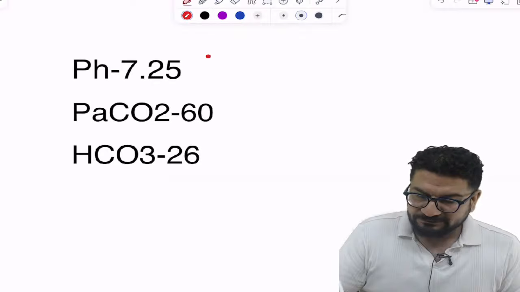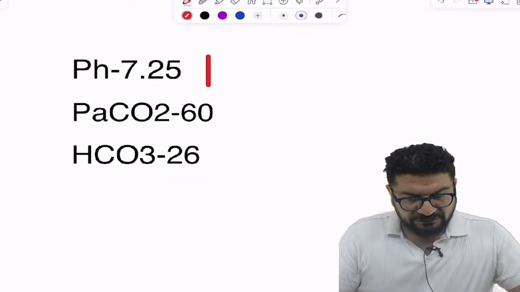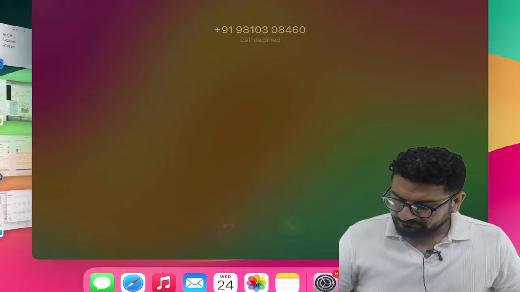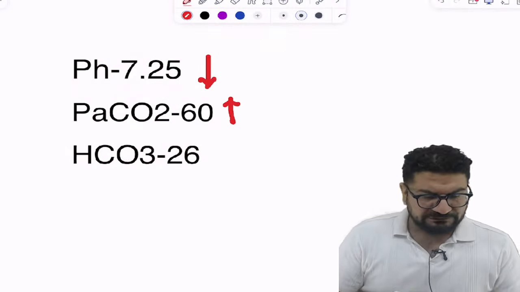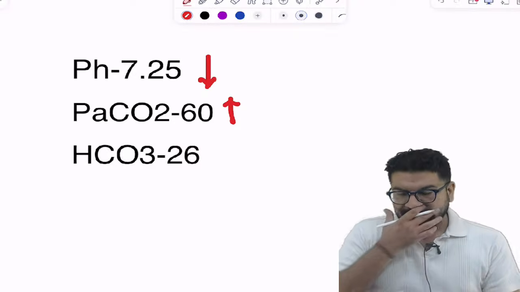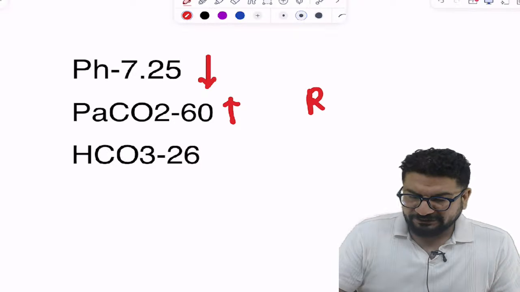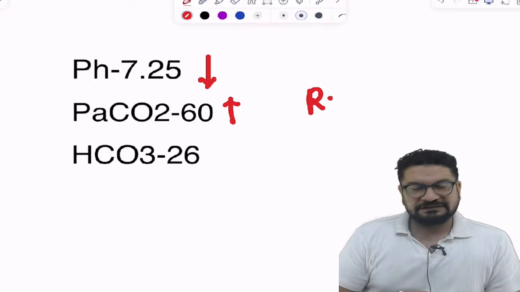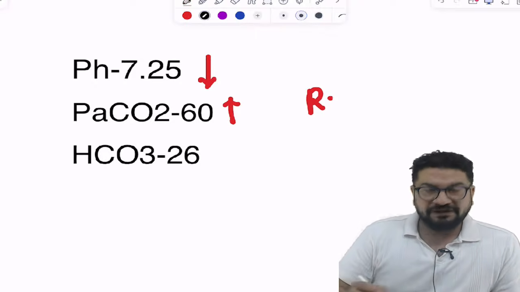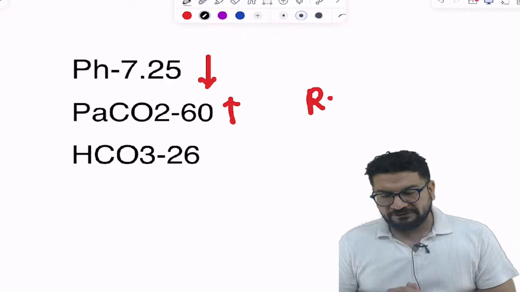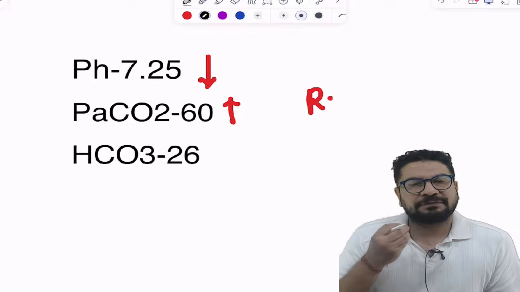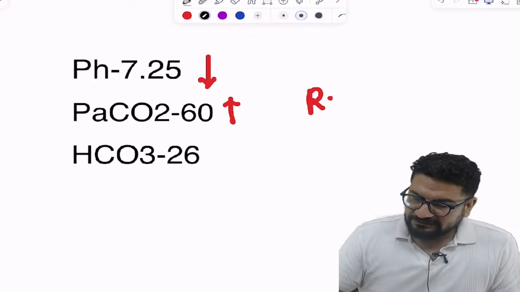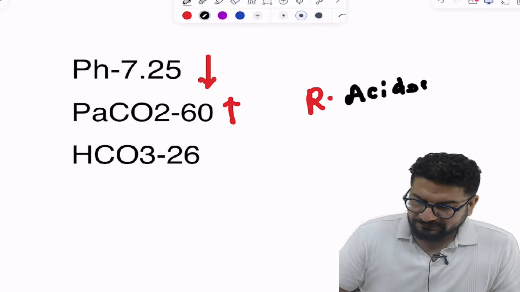pH is low, 7.25. Now PaCO2 is more. So you can see the directions are now opposite. So it is a respiratory problem, right? Now remember, in a respiratory problem, who will do compensation? Kidney will do compensation, by producing bicarbonate. So the primary disorder is respiratory, and pH is low, so it is respiratory acidosis.